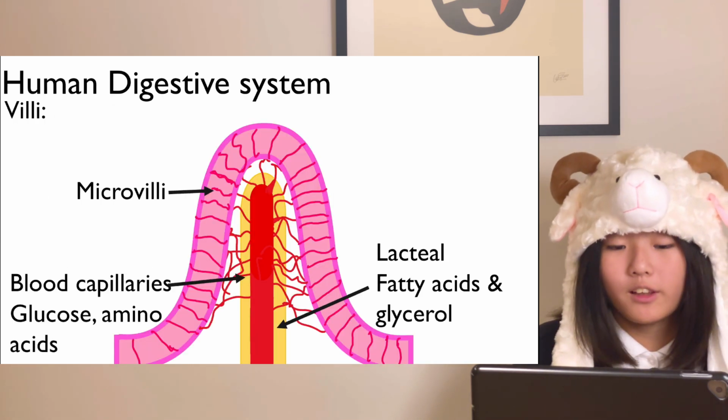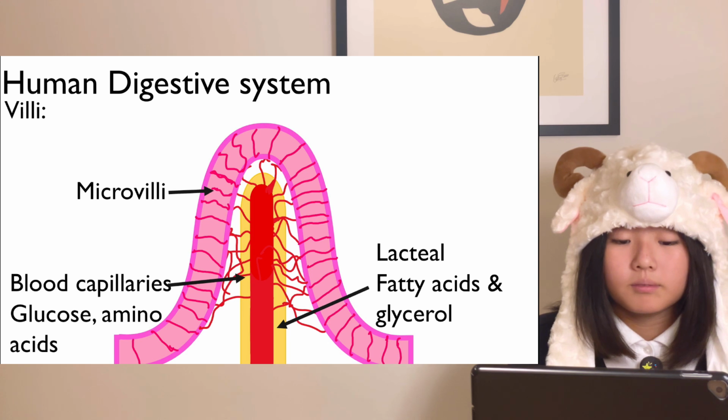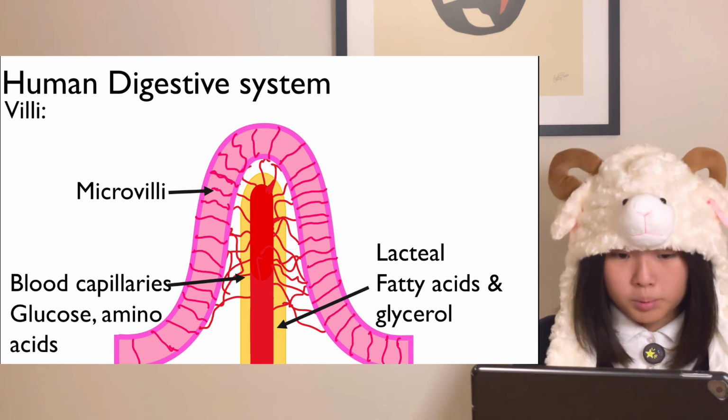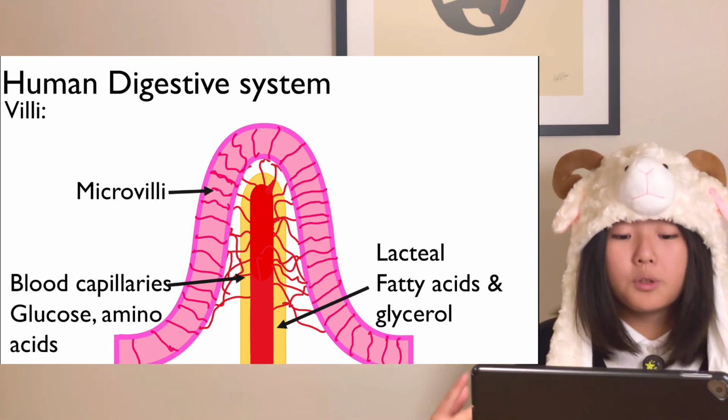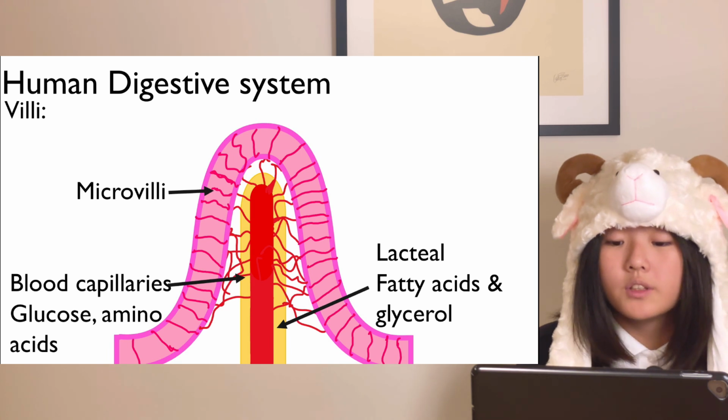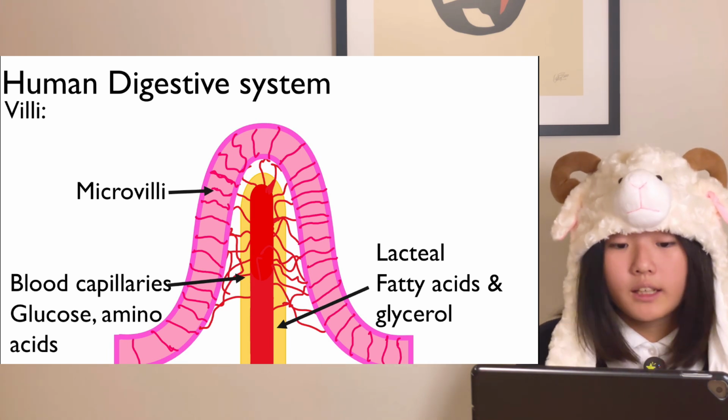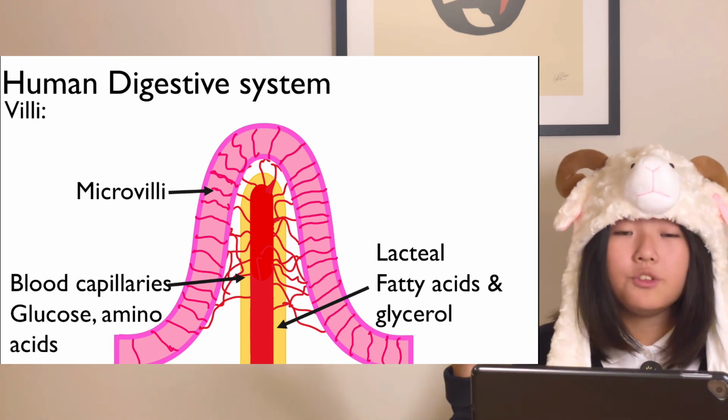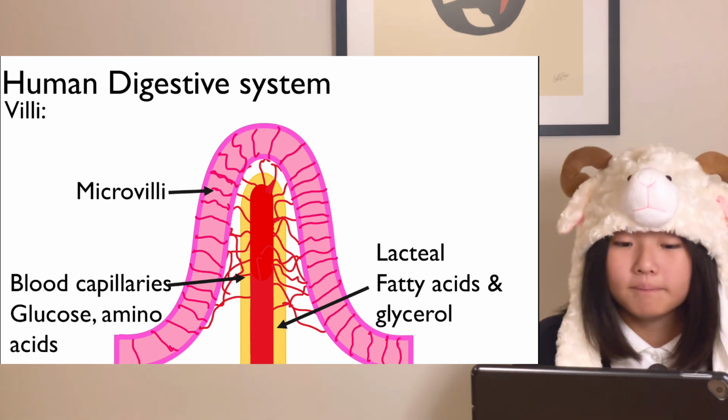This is what villi look like. As you can see, there are blood capillaries that absorb glucose and amino acids. Then there's lacteal, fatty acids, and glycerol. And on the surface, you can see there is microvilli.